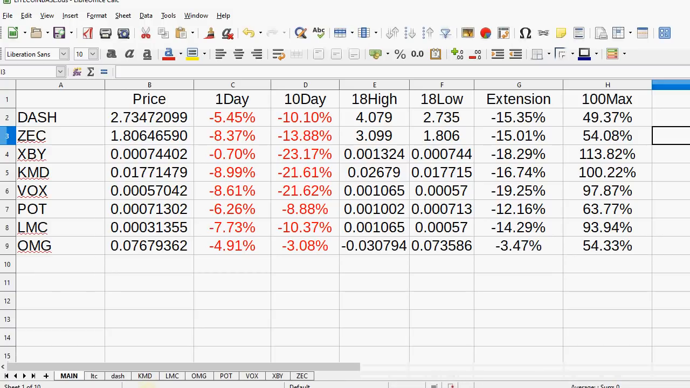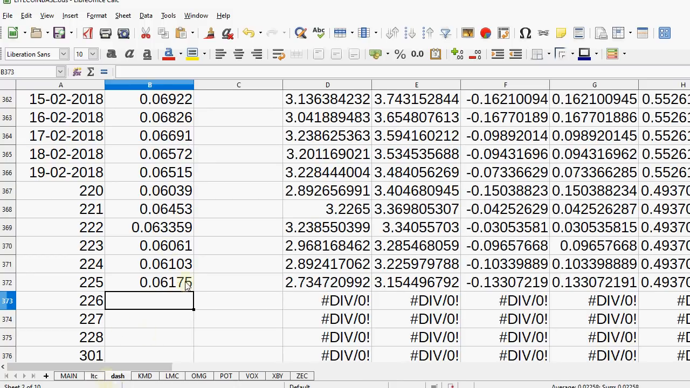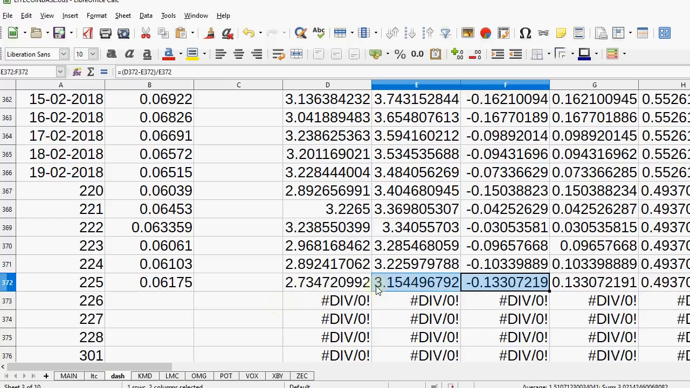I have tabs. So there's main, I've got Litecoin, Dash, and each one of these coins. So what I do is I just manually insert every single day what the price of every coin is. And then from there, the calculations will take over. So Litecoin, I put the price in. Dash, I put the price in as well. And then the formulas in here will calculate everything that I need.